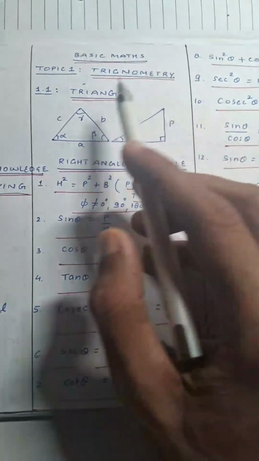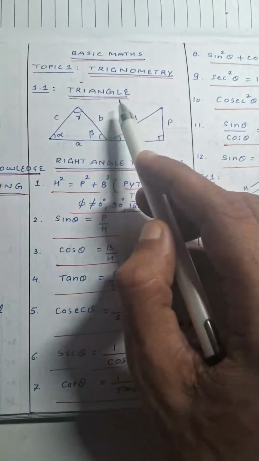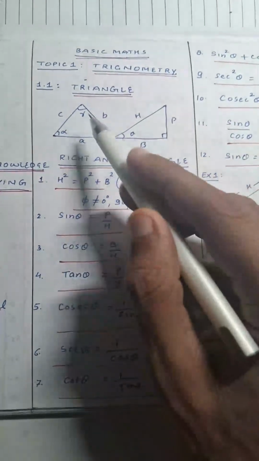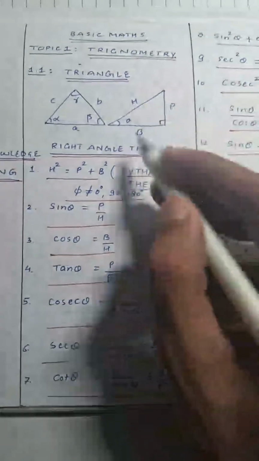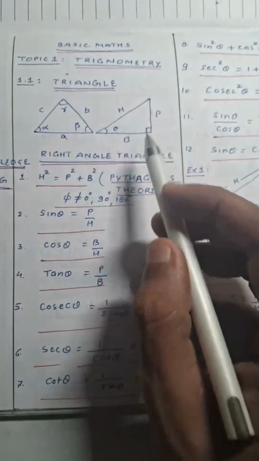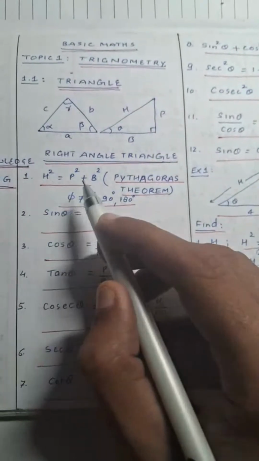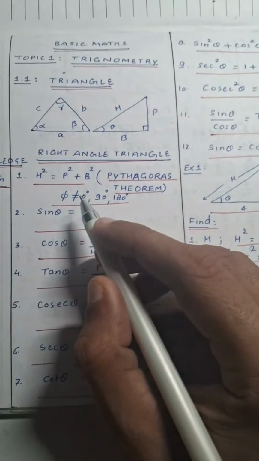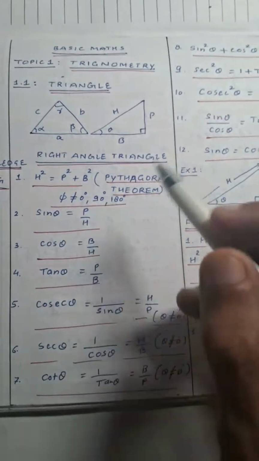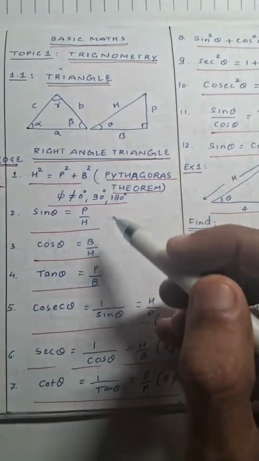The topic one is trigonometry. 1.1, trigonometry is about the triangle itself. So suppose the triangle is given to you. These are the sides A, B, C, and the angles are alpha, beta, gamma. There is a right angle triangle with P, B, H. So let's focus on the right angle triangle. In this right angle triangle, the first thing is h square is p square plus b square, which is called the Pythagoras theorem. Here I assume that theta is not equal to 0, 90 or 180.